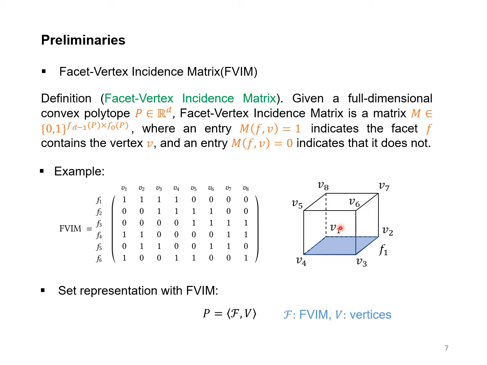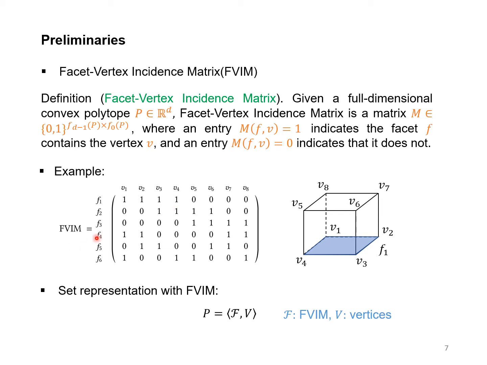This cube contains 6 facets and 8 vertices. And the Facet-Vertex incidence matrix here essentially describes the containment between the facets and the vertices. For example, we have a facet F1 in this blue area. It contains vertices like V1, V2, V3, and V4. You can see their corresponding entries are all 1 here.